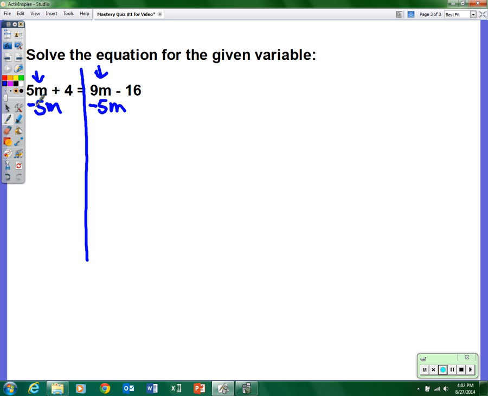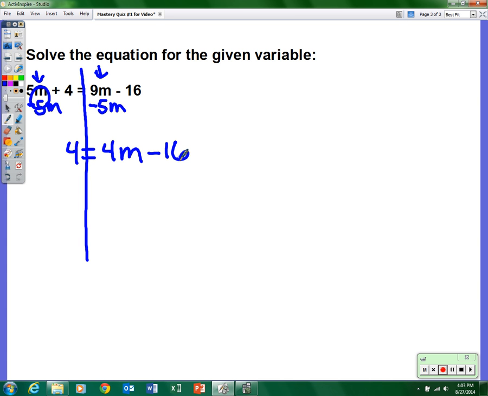Okay, 5m on the left side is gone. It zeroes out. I'm left with a 4 equals. Okay, 9m take away 5m. Remember, you can only add and subtract like terms. So 9m take away 5m is 4m minus 16.